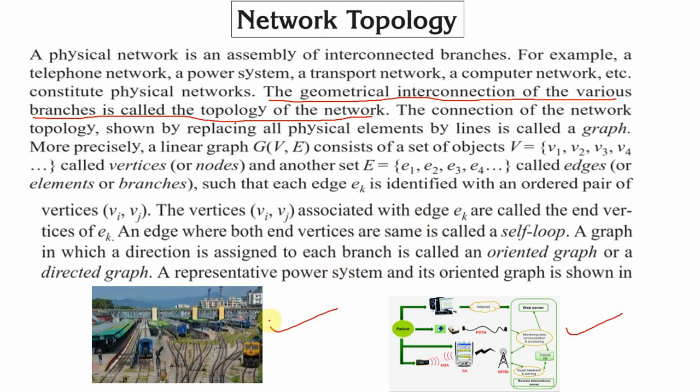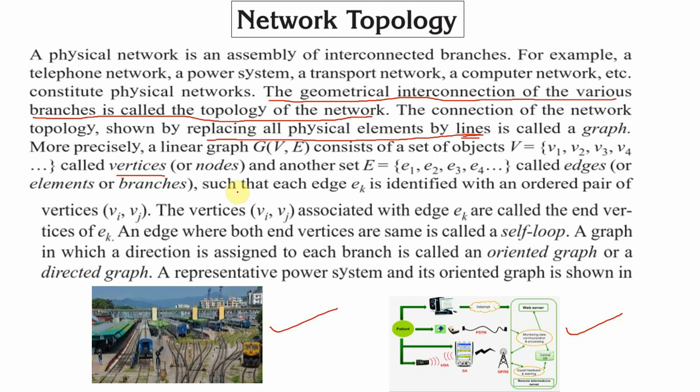So suppose these different networks are replaced by single lines, including different nodes, then it is called the network topology, right? So the connections of the network topology are shown by replacing all the physical elements by single lines. That is called a graph, and the points or nodes are called the vertices, and those points are connected by different branches, which are called the elements, or sometimes the edges.